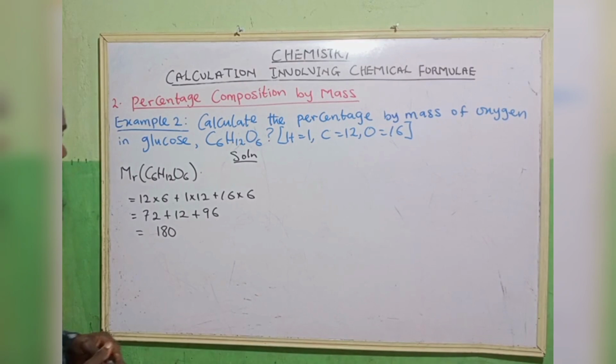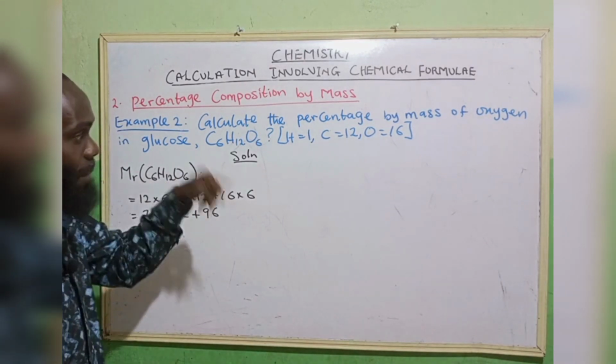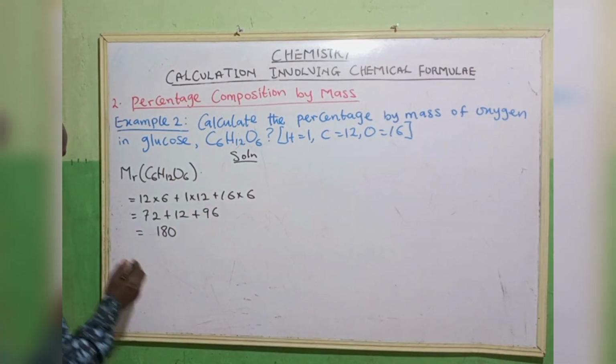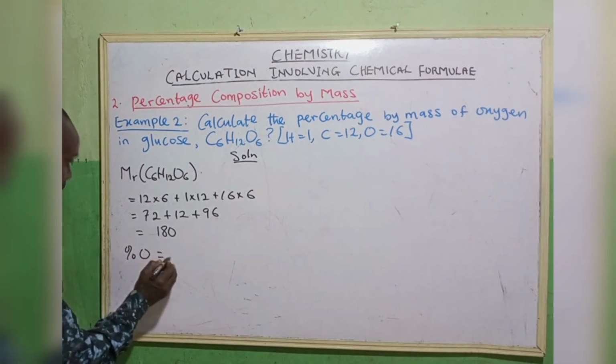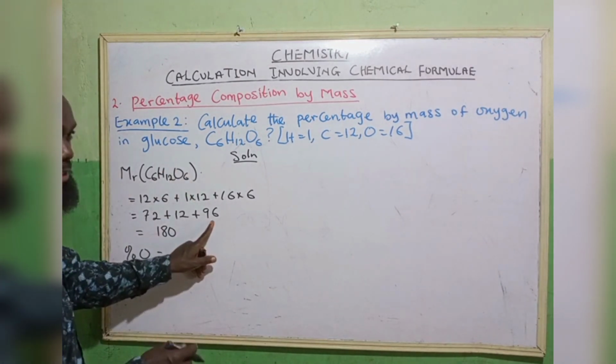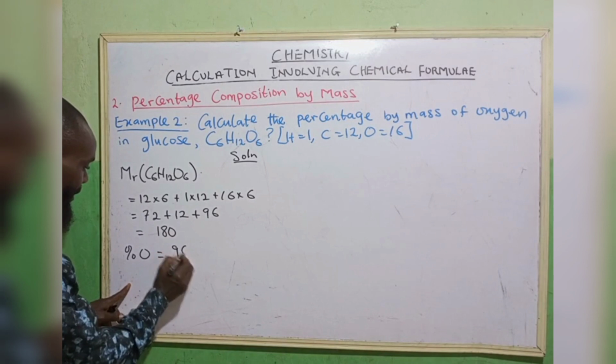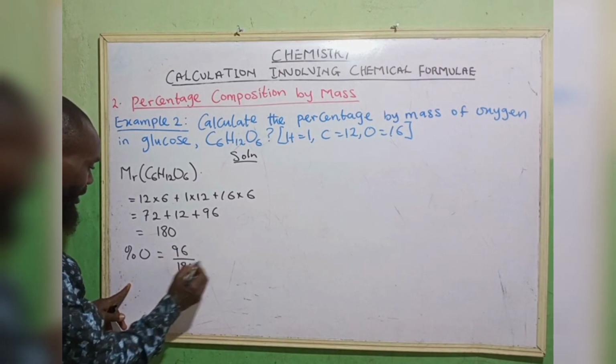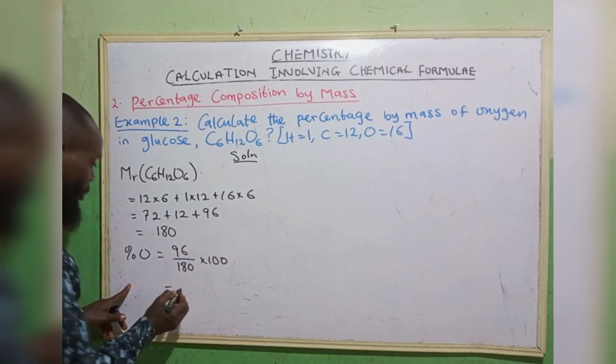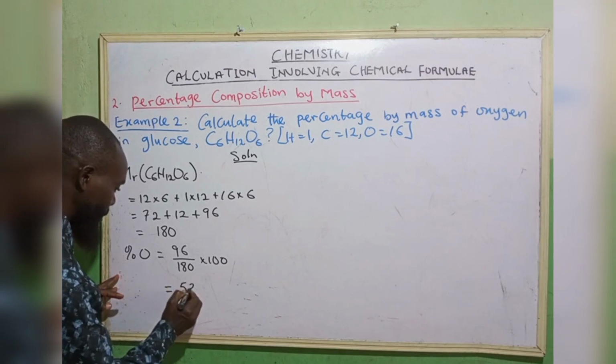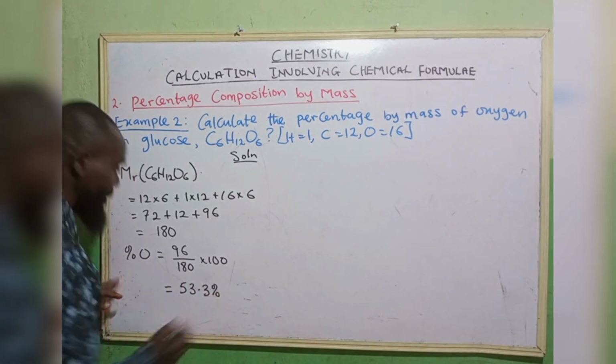Now, the question says we should calculate the percentage by mass of oxygen. Now, percentage by mass of oxygen in this compound, oxygen is 96. 96 divided by 180 multiplied by 100. So what do we have? 53.3%.